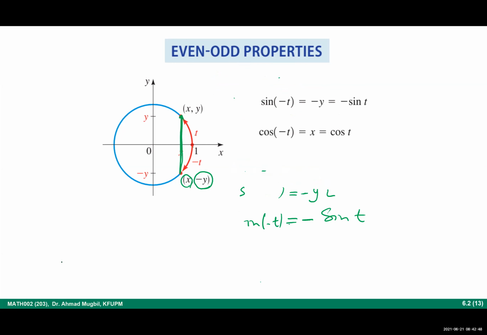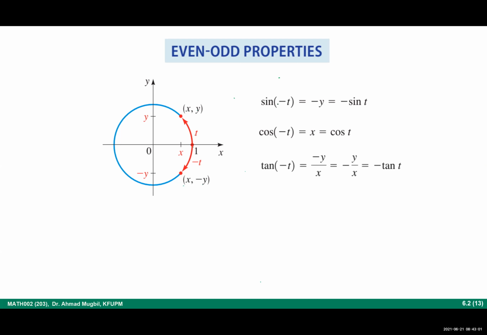Now we can generalize, ya shabab. What will be tangent, by the way? You can do it from here. Tangent here will be y over x. Here it will be negative y over x. So it will be the negative. Or you can do it by dividing sine negative t over cosine negative t. So also tan negative t is negative tan t.